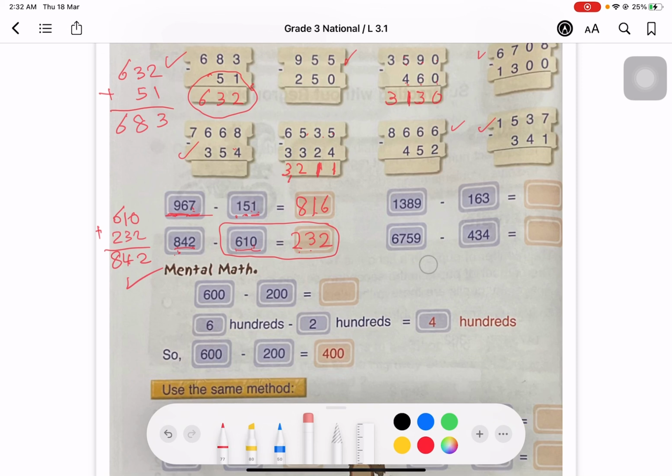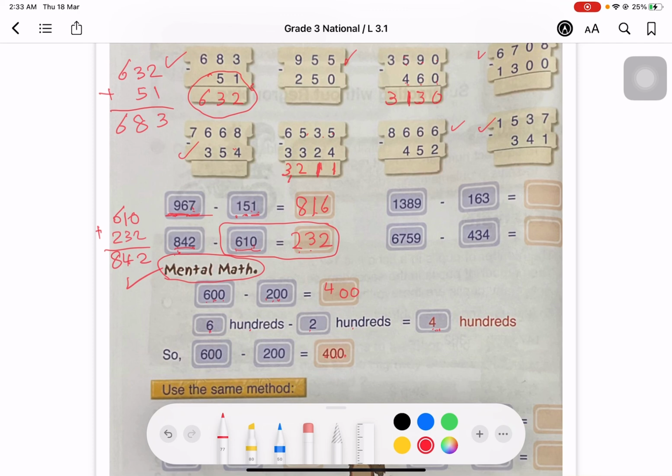So I solved it correctly. Now, here they said mental math. Mental math means you are going to do it without counting on your fingers or without writing them under each other. Look, 600 minus 200. I will drop 2 zeros for the ones and the tens. Then 6 minus 2, the answer is what? 4. So I will write 4 and I will drop 2 zeros. What do we call this way? Mental math. With mental math, you don't use your fingers, you use your mind.